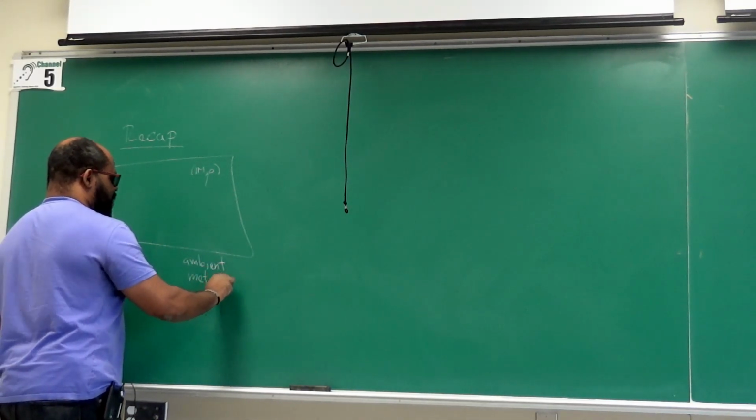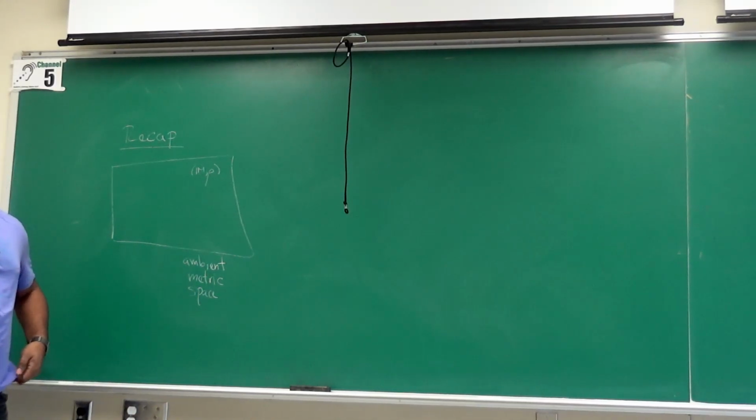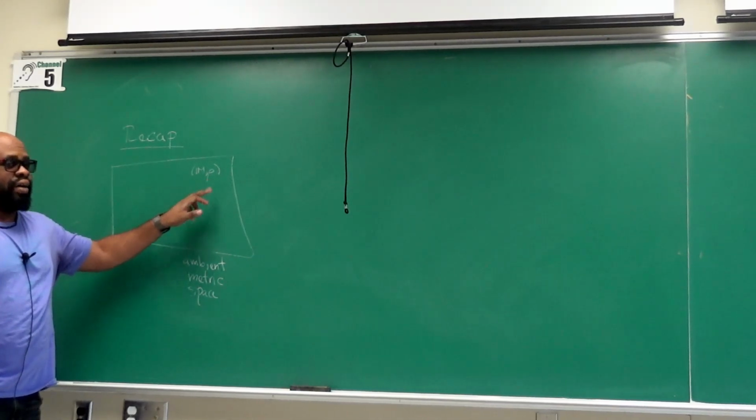So these are ambient metric spaces. You can think of these as Euclidean space, for example. So your points are vectors.